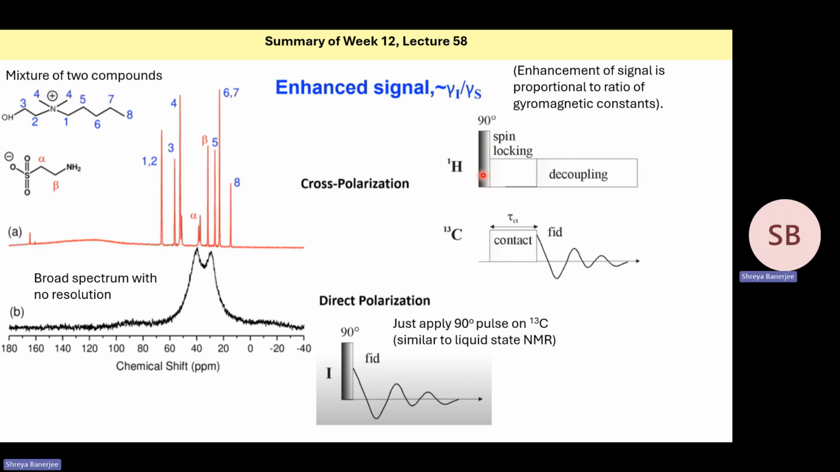So by transferring polarization from hydrogen to carbon, you are enhancing the sensitivity of the carbon. That is, the signal enhancement is more or less equal to the ratio of the gyromagnetic constants. So once you do cross polarization, you can see that the signal is getting very well resolved and you can clearly find out which peak belongs to the first compound, which peak belongs to the second compound. So that is the advantage of cross polarization over direct polarization.